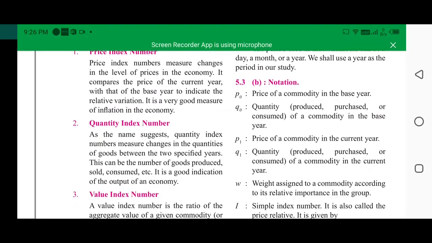Quantity based index number: as the name suggests, the quantity index number measures the changes in the quantity of goods between two specific years, and this can be the number of goods or products sold or consumed, or it is a good indication of the output of the economy.